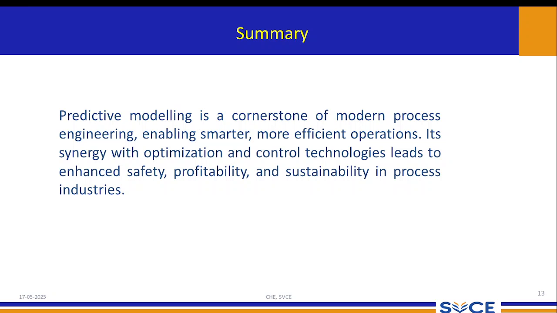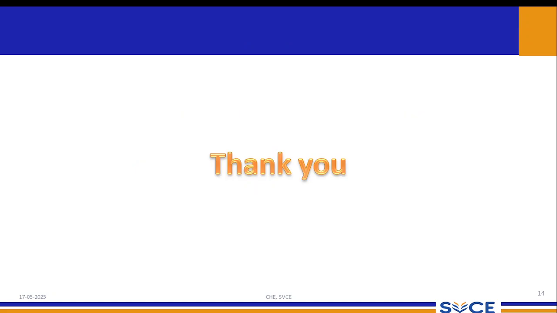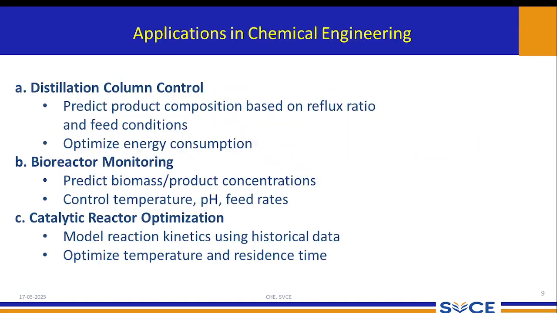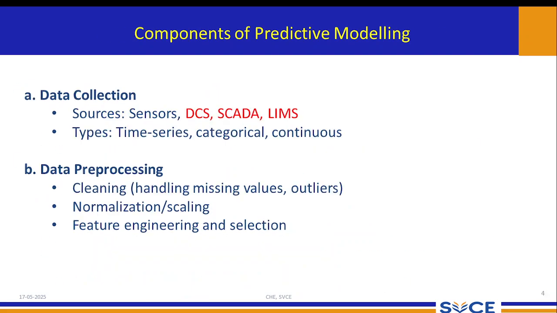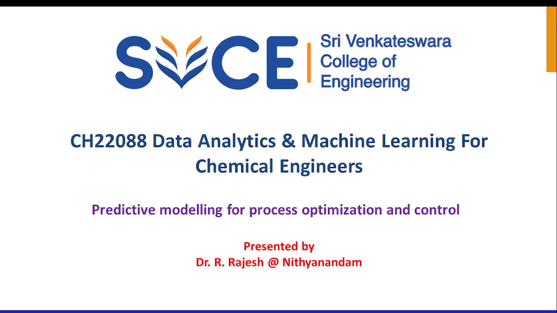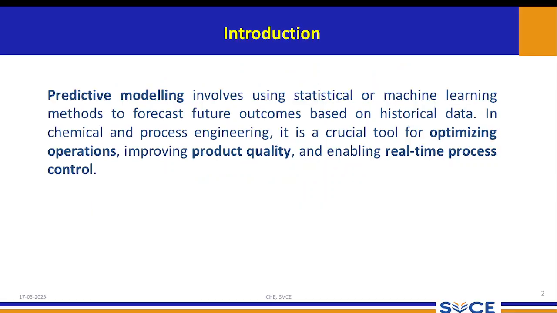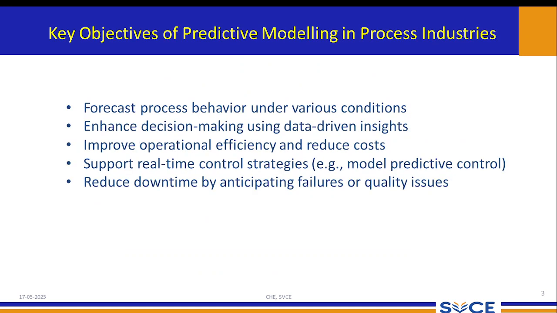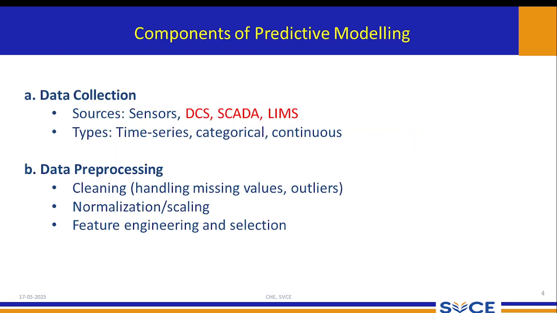way. So with this note, I will conclude today's session. I hope you understood what has been covered in today's session. For a quick summary, I would like to touch upon what predictive modeling is and how it is used for process optimization and control. Predictive modeling involves statistical and machine learning methods. The key objectives of predictive modeling have been highlighted here.